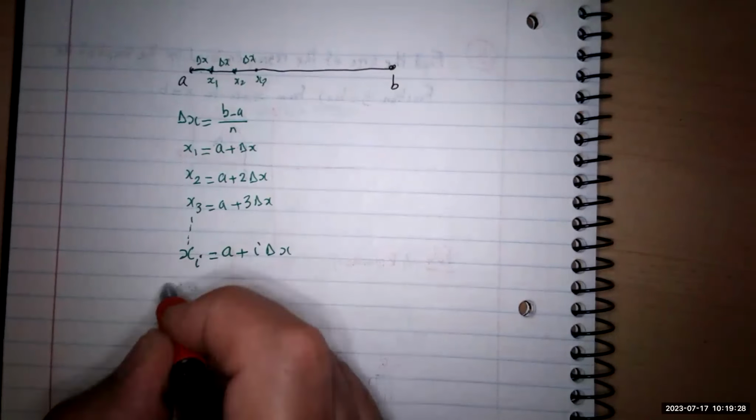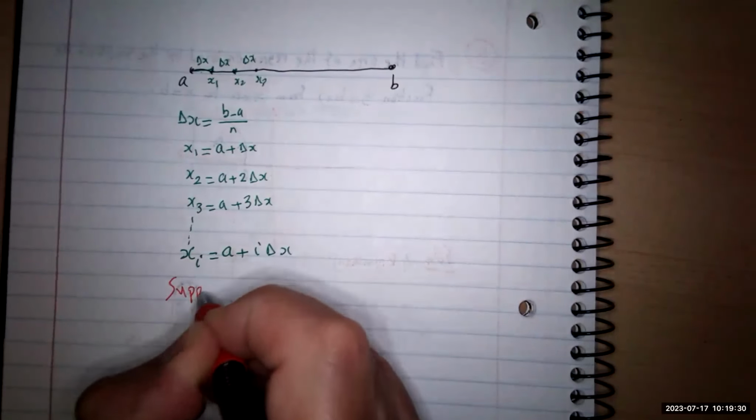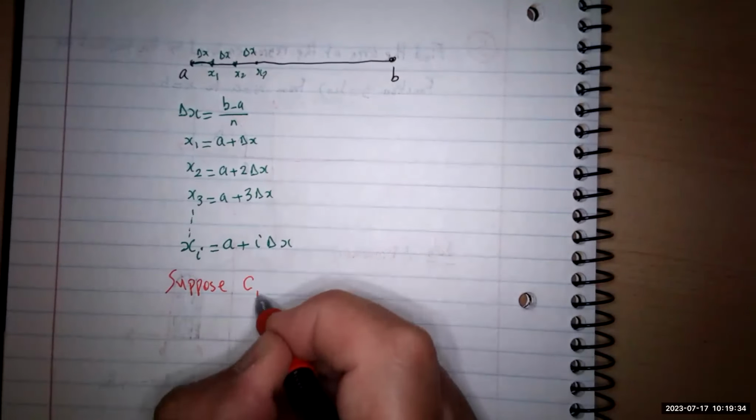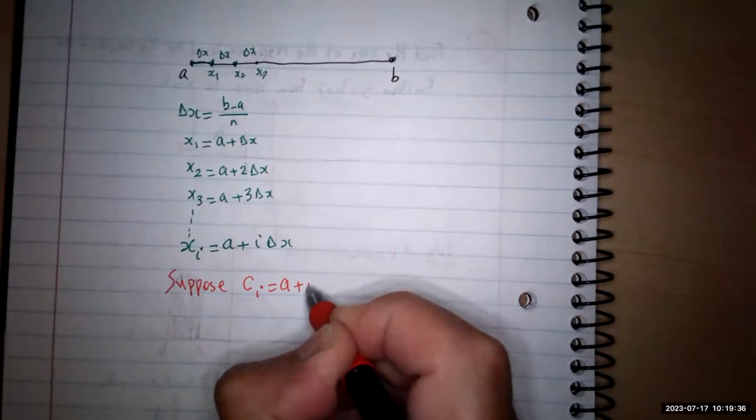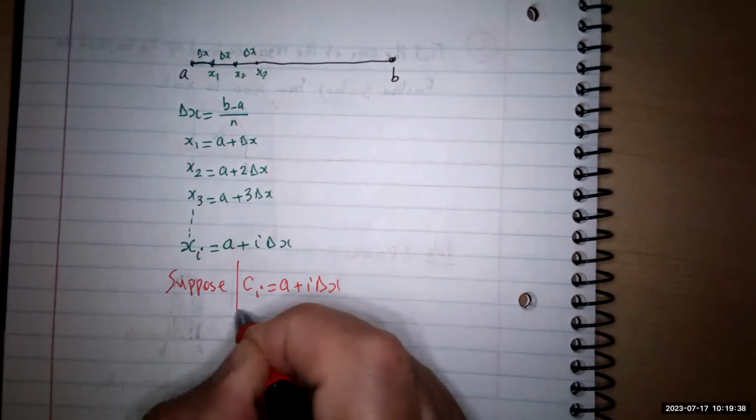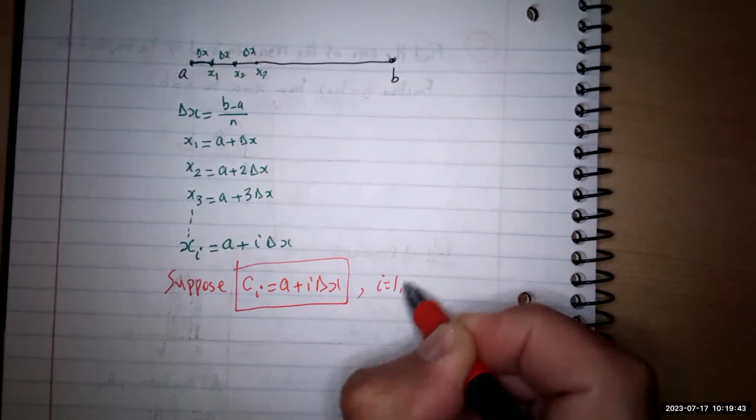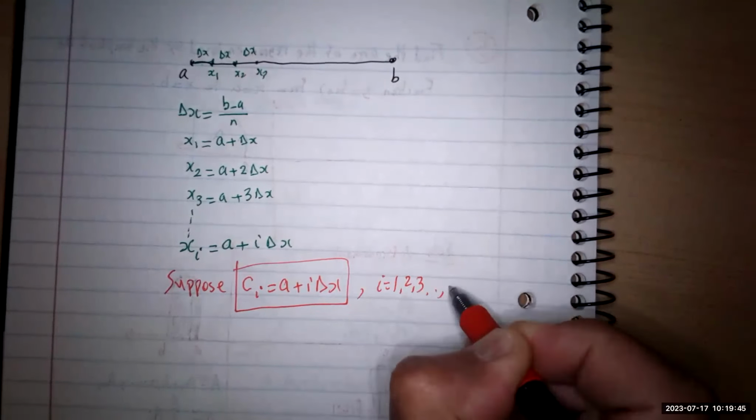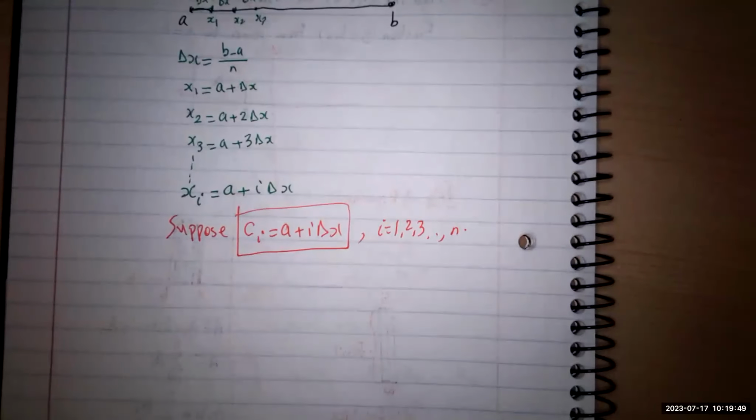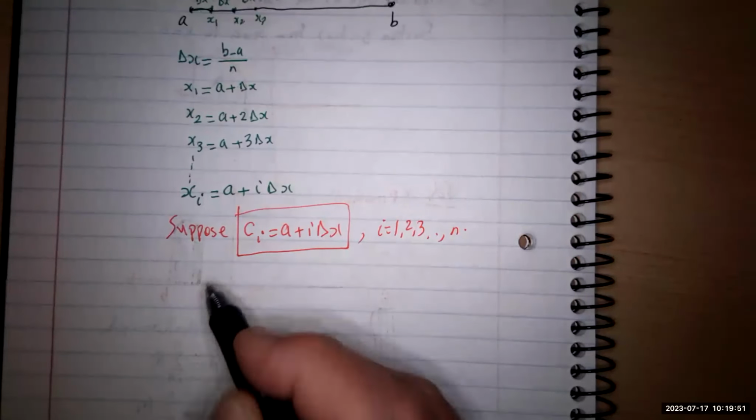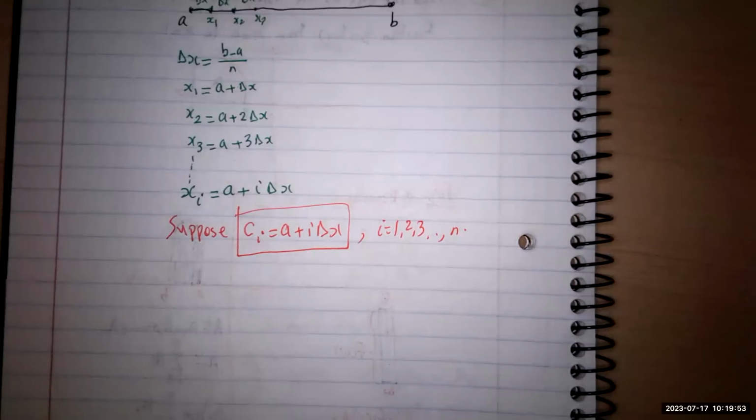What I do is I'm going to pick this one to be ci. So suppose ci is, okay, optional. I take ci to be a plus i delta x. This is going to be for i equal to 1, 2, 3, up to n. Okay, so I gave you the formula. So the area so far, it's a very special case that I'm going to talk about.